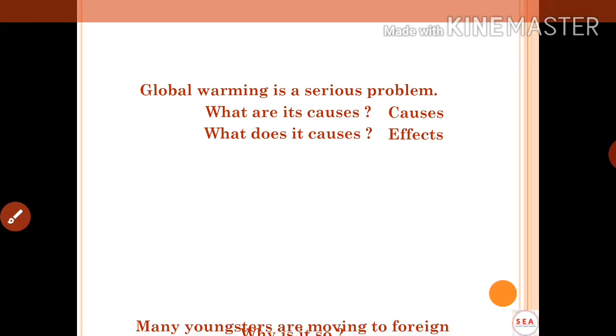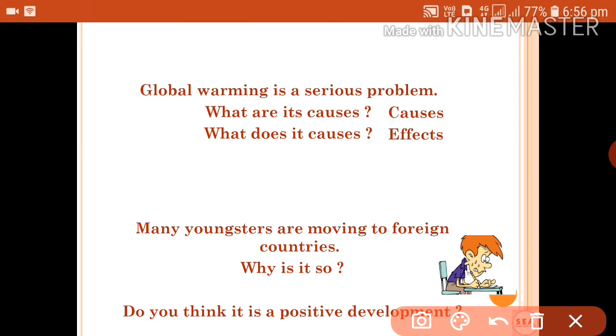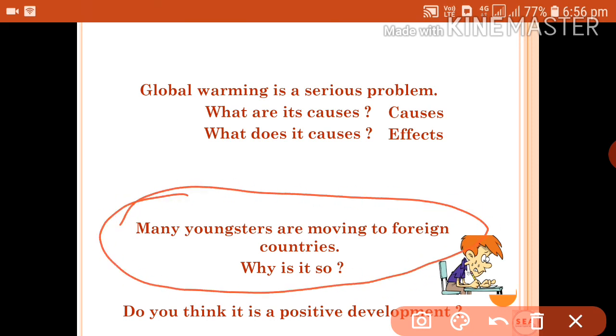Let's take another question. Many youngsters are moving to foreign countries. Why is it so? Do you think it is a positive development? Again, due to exam stress, some students miss the second question. They just complete their writing for the first question only. That means not addressing all the parts of the question and losing band score in task response.